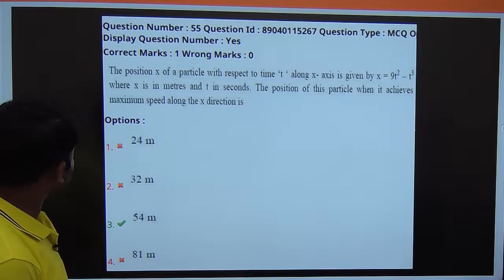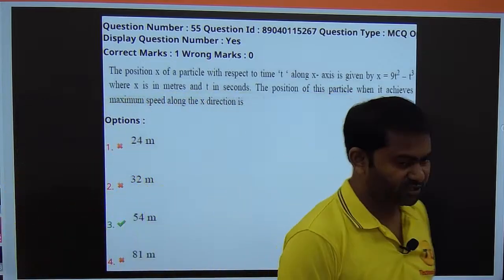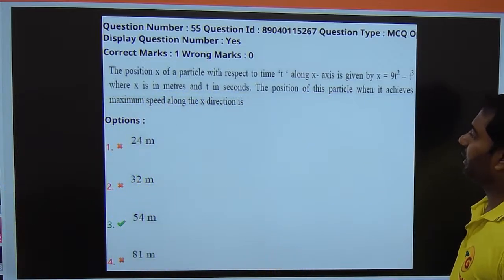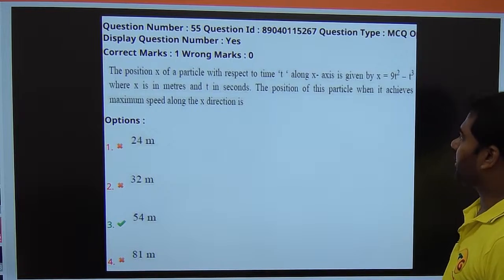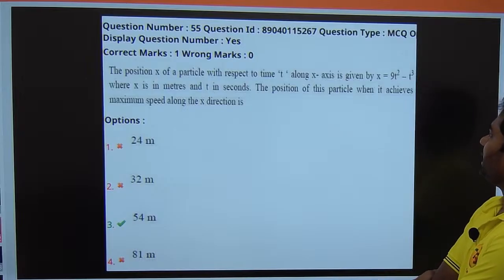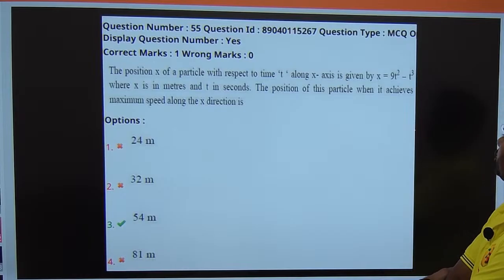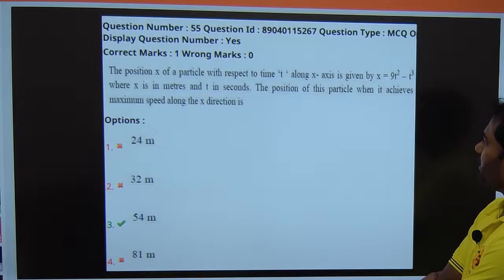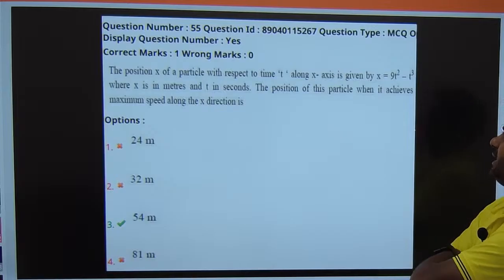Okay, so in this next question it is given that, it's question number 55. It is given that the position x of a particle, with respect to time t along x axis is given by x is equal to 9t square minus t cube, where x is in meters, t is in seconds. The position of this particle when it achieves maximum speed along the x direction is.